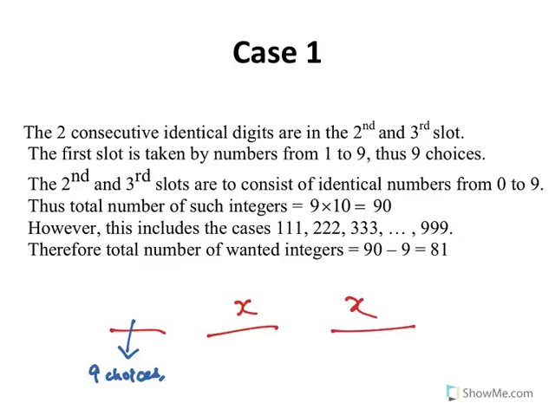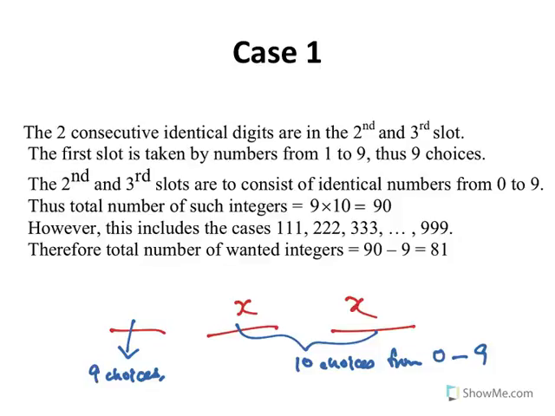So it can be 0, 0, 1, 1, 2, 2, 3, 3, 4, 4, 5, 5, 6, 6, 7, 7, 8, 8, 9, 9. How many choices do I have? Total of 10. Very good. Over here, I have 10 choices, from 0 to 9. But if you think about it, it looks as though it's like 9 times 10, right?